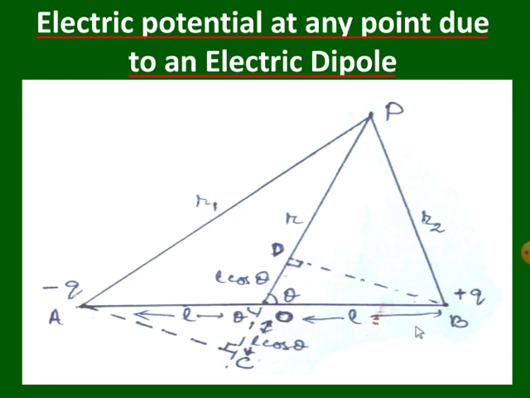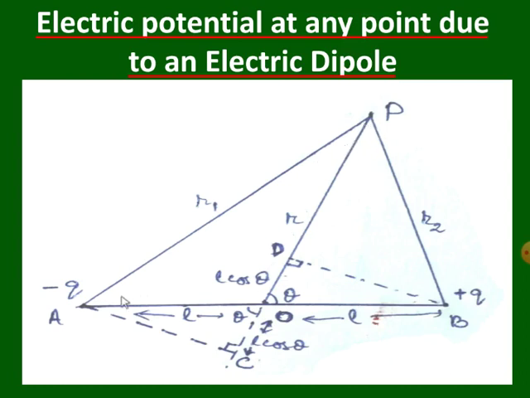Actually, if it is an electric dipole, then the dipole length twice L will be very, very small, right? So if the dipole length is very small, this triangle ACP is actually a right triangle. But if C and A are very close to each other, then naturally AP will be approximately equal to PC. Am I right? Yes.